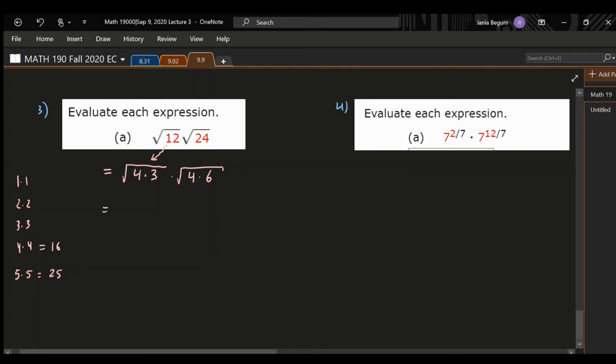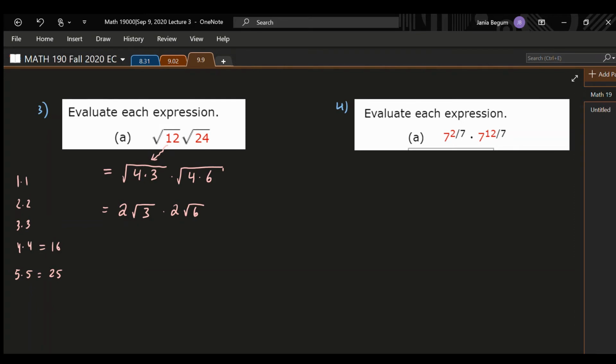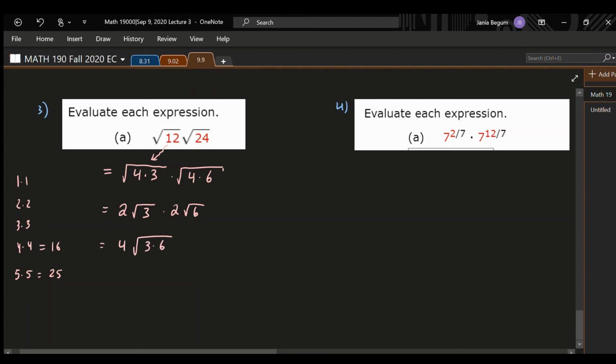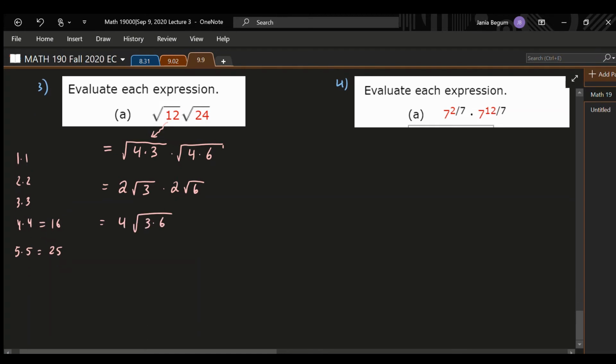So now square root of 4 can come out as a 2, and you're still left with square root of 3. And then for the second one, square root of 4 will come out as a 2, and you're still left with square root of 6. Now again, using the properties, I can group back square root of 3 and square root of 6. So I have 2 times 2, that's 4, and then we have 3 times 6 inside the square root. Well, now let's multiply these out. So 6 times 3, that's 18.